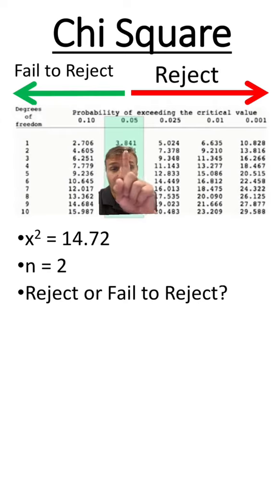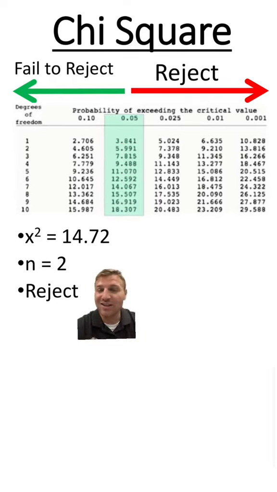So first of all, we're on the first degree of freedom because 2 minus 1 is 1. We're on the first degree of freedom, which means our critical value is 3.841. Since 14.72 is much larger than 3.841, we are going to reject the null hypothesis.